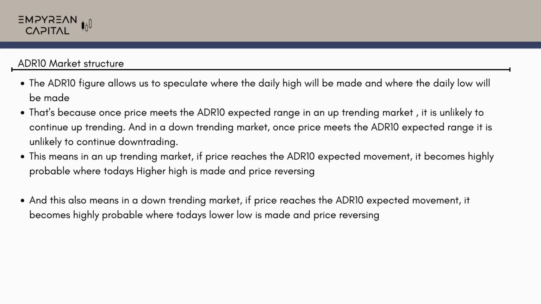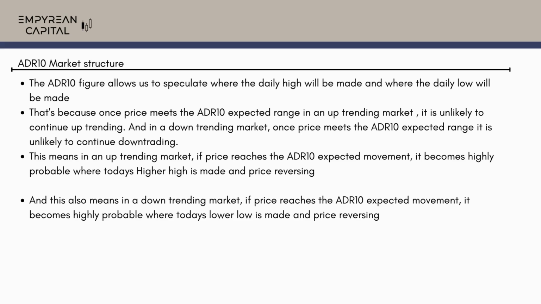That's because once price meets the ADR expected range in an uptrending market, it becomes highly unlikely for price to continue uptrending, because obviously it's met its expected range, right? So it becomes highly probable for price to start reversing. And again, in a downtrending market, once price meets the ADR10 expected range, it becomes highly unlikely for price to continue downtrending, because again, price has met its expected range. So it's highly unlikely price will trade at lower prices, right?